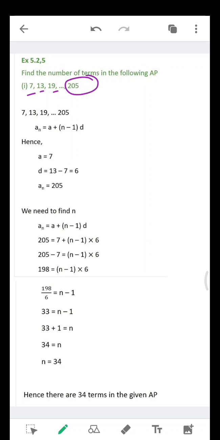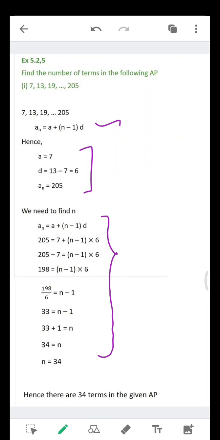I don't know which term is 205. So let's find which term is 205, again using the same formula. A is 7, d is 13 minus 7, that is 6, and an, that is the unknown term, is 205. So when I simplify this by using the same method, I am getting n value as 34. So 205 is the 34th term of this series.